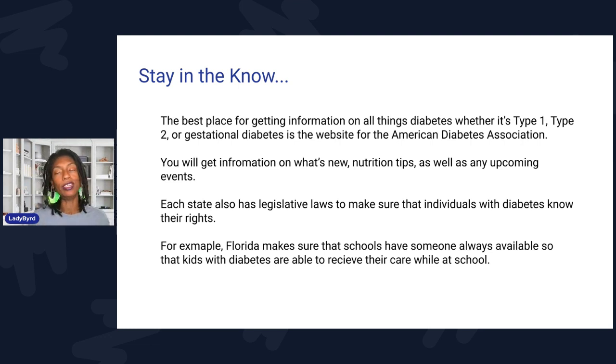But I can tell you, one of the best places that you can go and get information about diabetes, whether it's type 1 diabetes, type 2, gestational, you can go to the American Diabetes Association's website, and you're going to get information. They're going to have a section that says what's new. They're going to have a section talking about nutrition tips. I saw a fitness section on there. Also, upcoming events. Maybe there's going to be a virtual training or a virtual learning experience that you can be a part of. They're going to have that available to you.